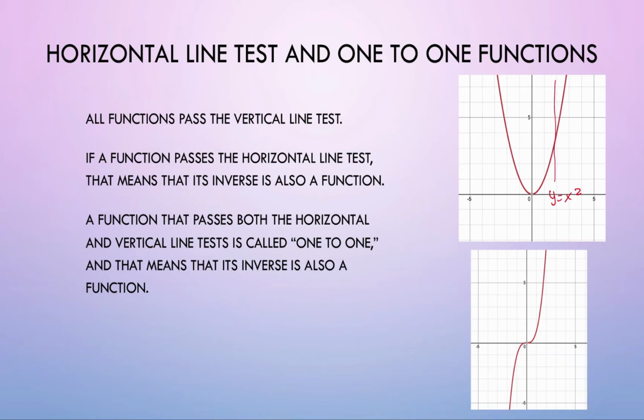It passes the vertical line test because it is a function, but it doesn't pass the horizontal line test. So its inverse is not a function, and it is not one-to-one. Here, this is y equals x cubed. It passes the vertical line test because it's a function, but it also passes the horizontal line test. So this is one-to-one. And so the inverse of this is going to be a function.